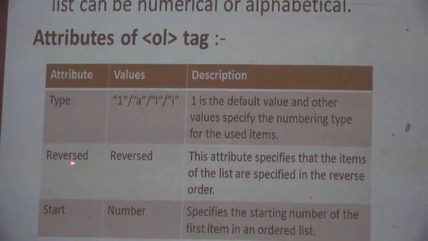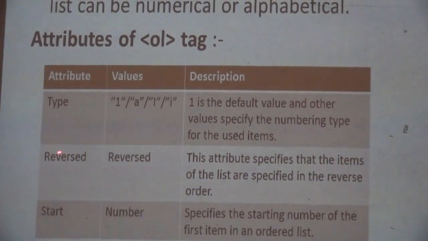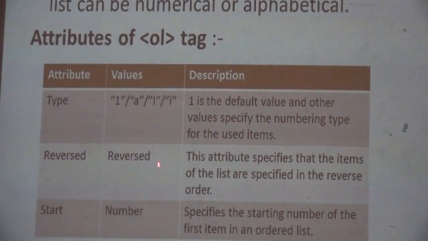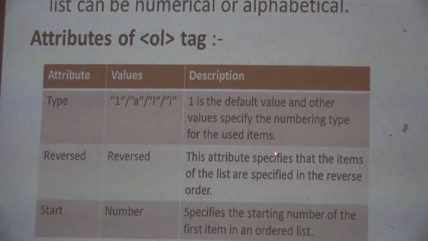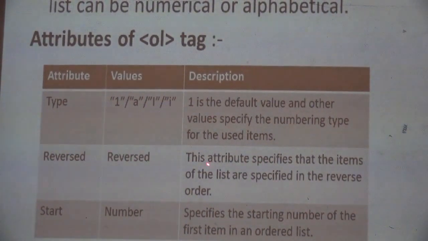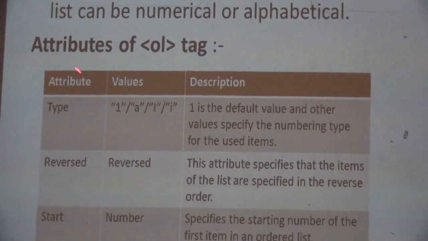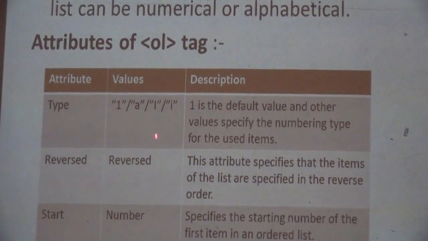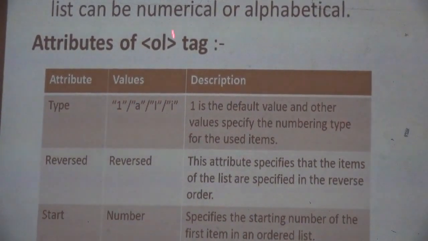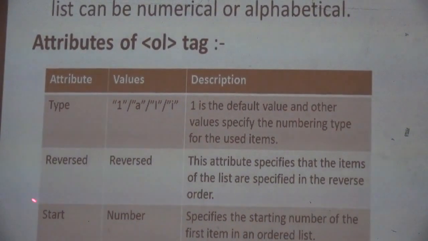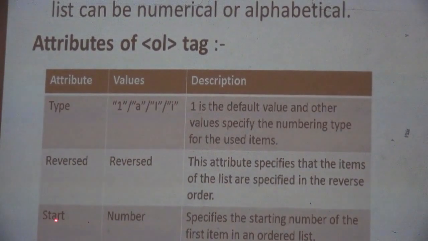Next is the reversed. What is the meaning of reverse? We are getting back. So values is also in the form of reverse. This attribute specifies that the items of the list are specified in the reverse order. Means if you are having the sequence 1, 2, 3, then it will take in the reverse order 3, 2, 1.